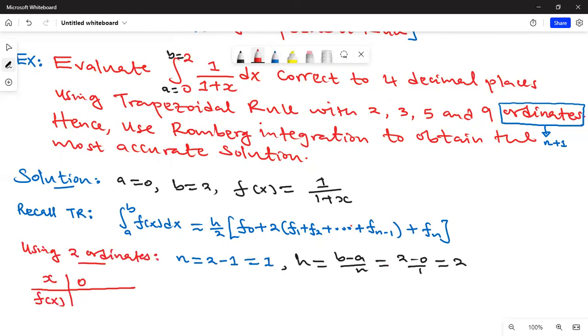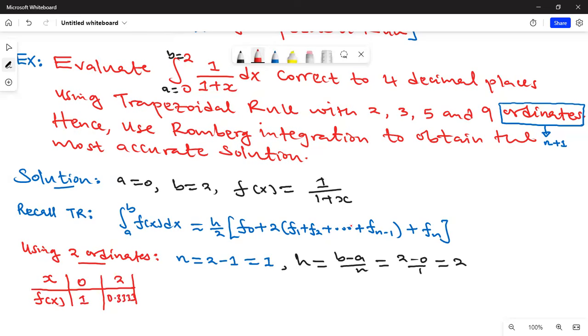When x is 0, what will be our f of x? Where there is x, you put 0. So that will be 1 over 1 plus 0, which is 1. The step size is 2, so from 0, add 2, you get to 2. When x is 2, what will be our f of 2? When you press it in your calculator, you need to get 0.3333, or simply 1 over 3.